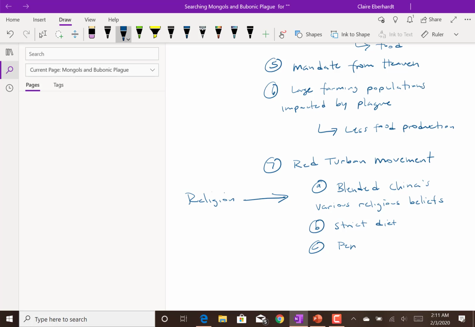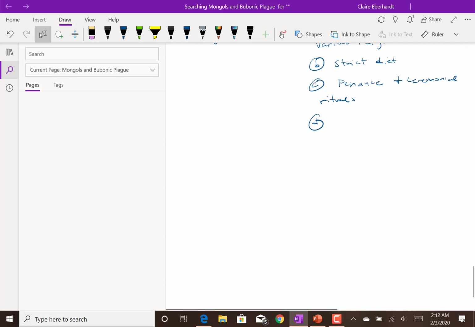They were supposed to basically do penance and ceremonial rituals to cleanse themselves and the area, kind of in a form of right, that because of the fact that they had rejected and fallen under Mongol rule, this was somehow a punishment towards that. So they needed to do penance. They needed to be strict on their dietary, what they ate, as well as perform the rituals in order to try to have this end.